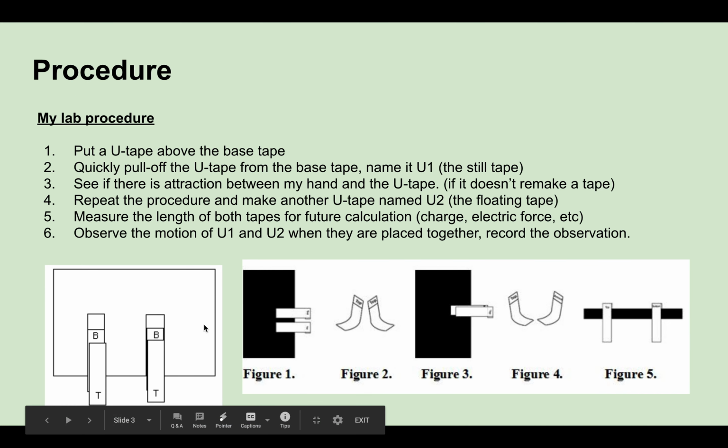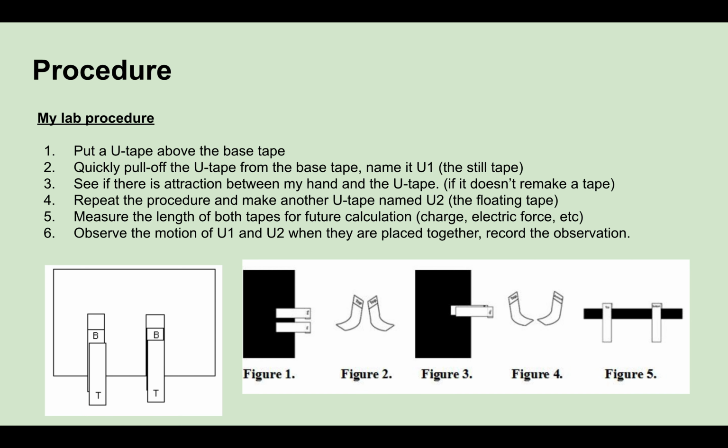Procedure. My lab procedure: I first put a U-tape above the base tape, then quickly pull off the U-tape from the base tape, and name it U1, the steel tape. I see if there is attraction between my hand and the U-tape; if it doesn't, I remake a tape. Repeat the procedure and make another U-tape named U2, the floating tape. Measure the length of both tapes for future calculation. Observe the motion of U1 and U2 when they are placed together. Record the observation.